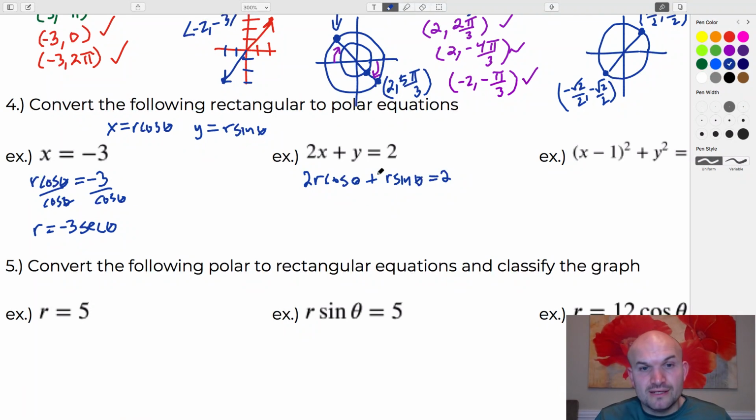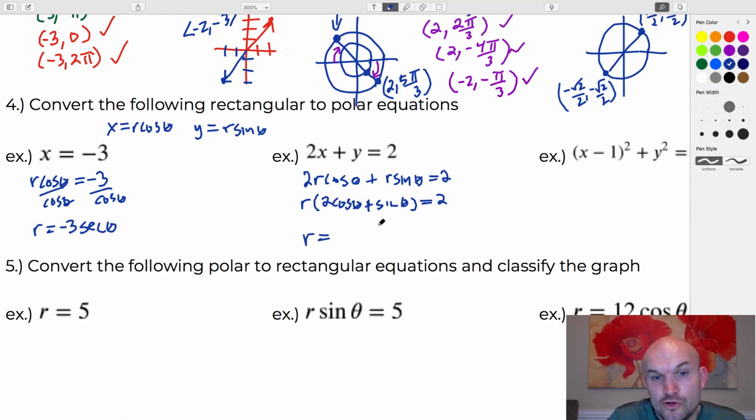That is perfectly fine. However, on a multiple choice, you could factor out that r. You'd be left with r times 2 cosine of theta plus sine of theta equals 2. Divide by that quantity if you wanted or if you needed to solve for r. And you'd have 2 over 2 cosine of theta plus the sine of theta.